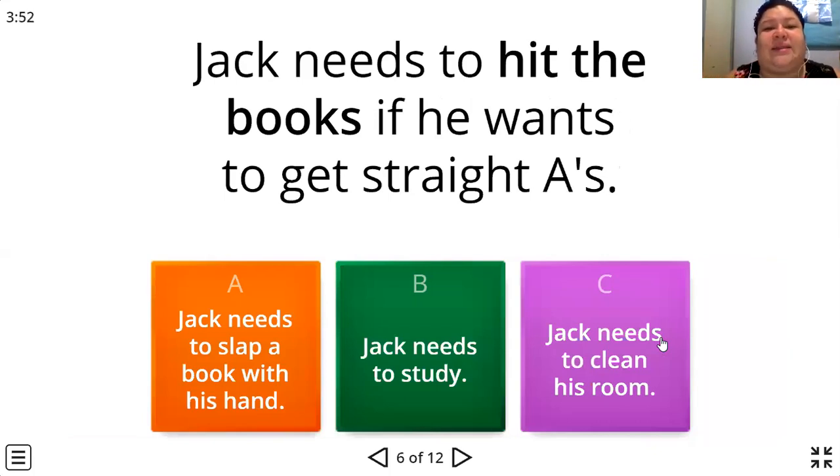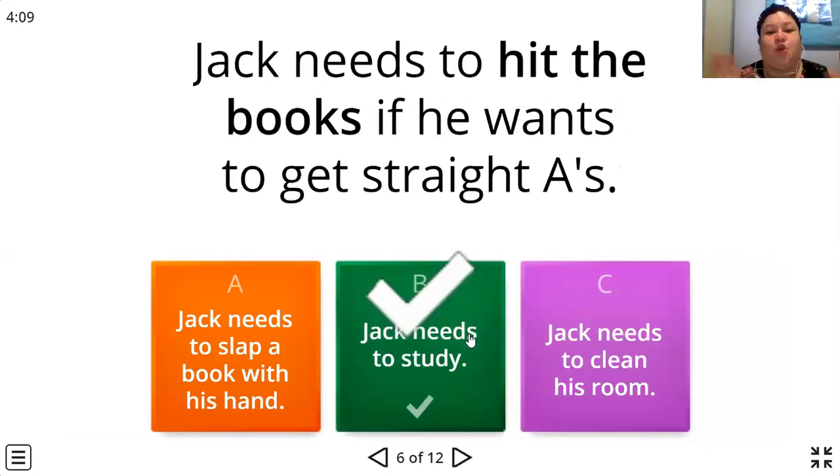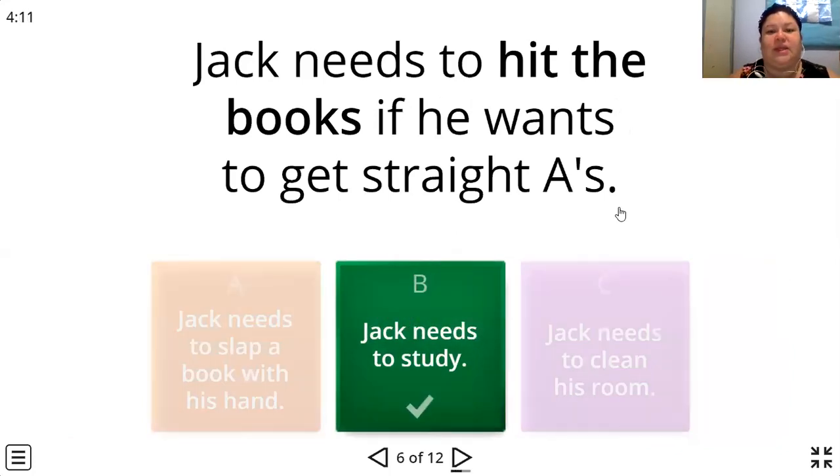Jack needs to hit the books if he wants to get straight A's. Jair, what do you think? Jack needs to slap a book with his hand, Jack needs to study, or Jack needs to... Jack needs to study. Yes, very good. Okay.